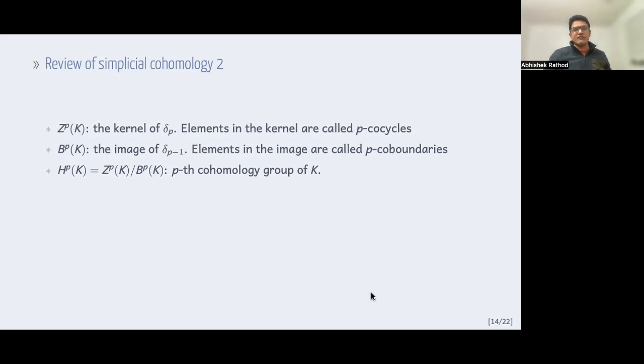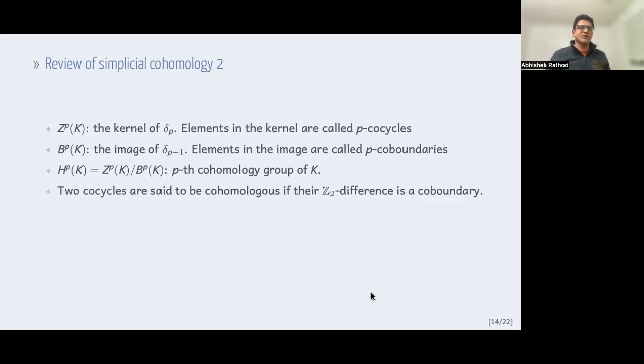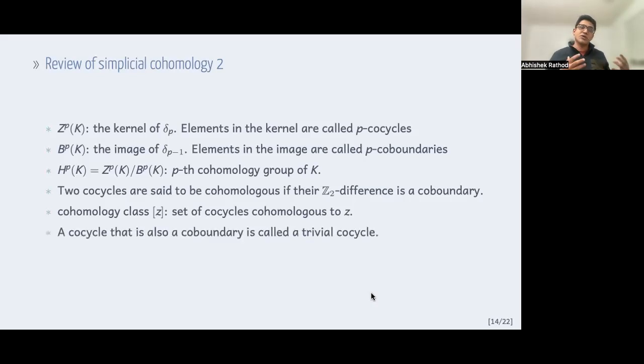And now we need, once again, a few additional definitions, which are kind of dual to what we saw before. Two cocycles are cohomologous if their Z2 difference is a coboundary. The set of cocycles that are cohomologous to a given cocycle Z is called the cohomology class of Z, and it's denoted by [Z]. A cocycle that is also a coboundary is called a trivial cocycle. A cocycle that is not a coboundary is called a non-trivial cocycle.